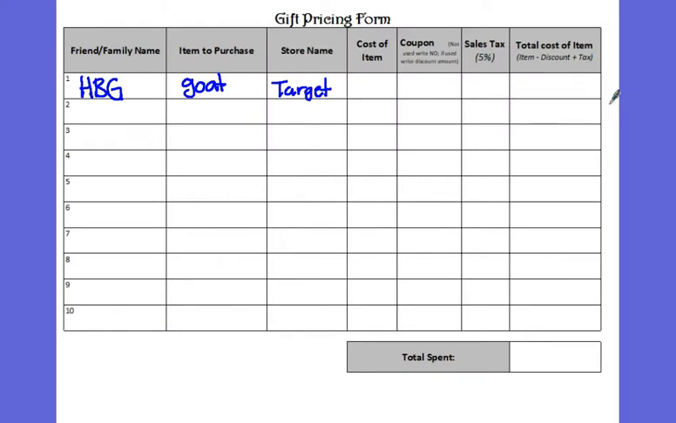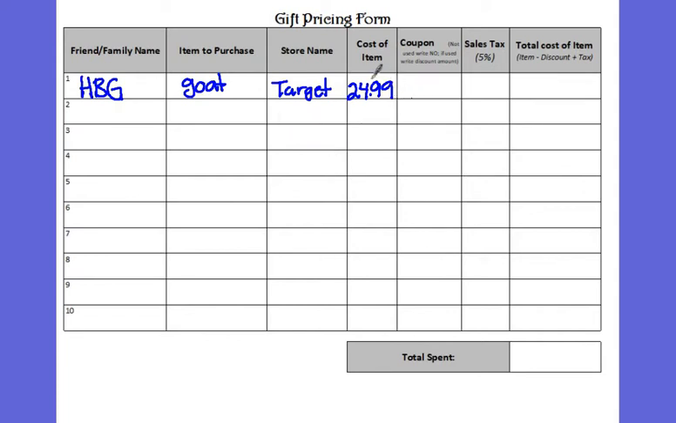So I found this goat for $24.99. Okay, this is a problem I see with some of you doing this project. The price that they list on the website is $24.99, and I see some people go to cost of item and they write $25. Is that the cost of the item? No. The cost of the item is $24.99. $25 is not correct. That's a penny more. So you have to write the exact amount.